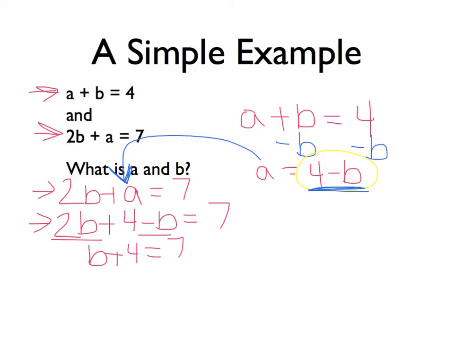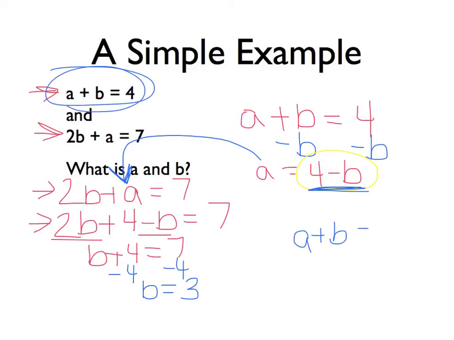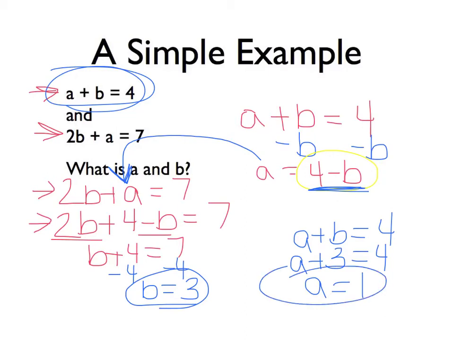To get B by itself, I'm going to put a negative 4 on both sides. I now can see that B is equal to 3. So I now know that B is 3. I can use my original equation from up here, A plus B equals 4, to see what A would equal by actually using substitution again. So now I know I have A plus 3 equals 4, and you can do this one in your head. A equals 1. So by using substitution, we were able to see that B is 3, A is 1.